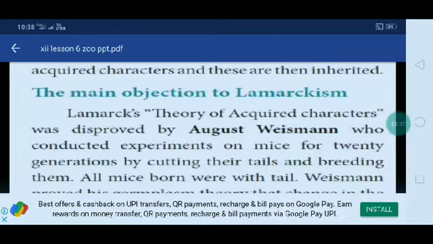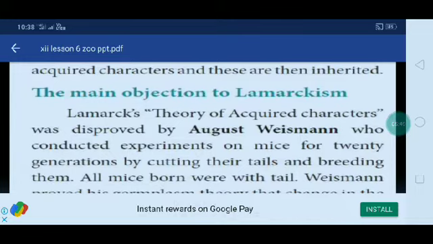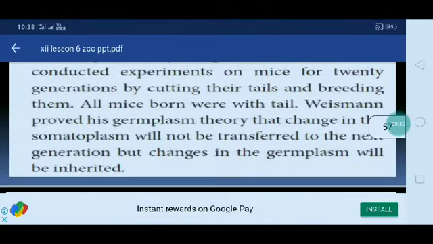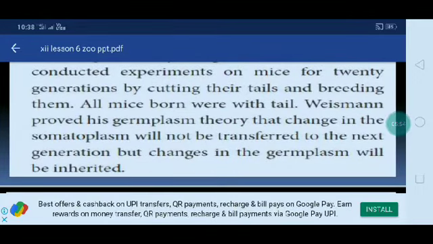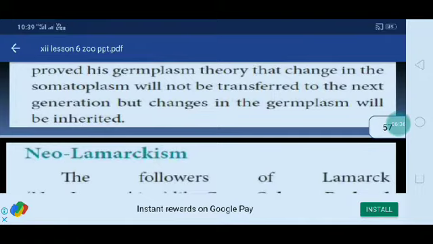Lamarck's theory of acquired characters was disproved by August Weismann, who conducted experiments on mice for 20 generations by cutting the tails and breeding them. All mice born were with the tail. Weismann proved his germplasm theory: change in the somatoplasm will not be transferred to the next generation, but changes in the germplasm will be inherited.